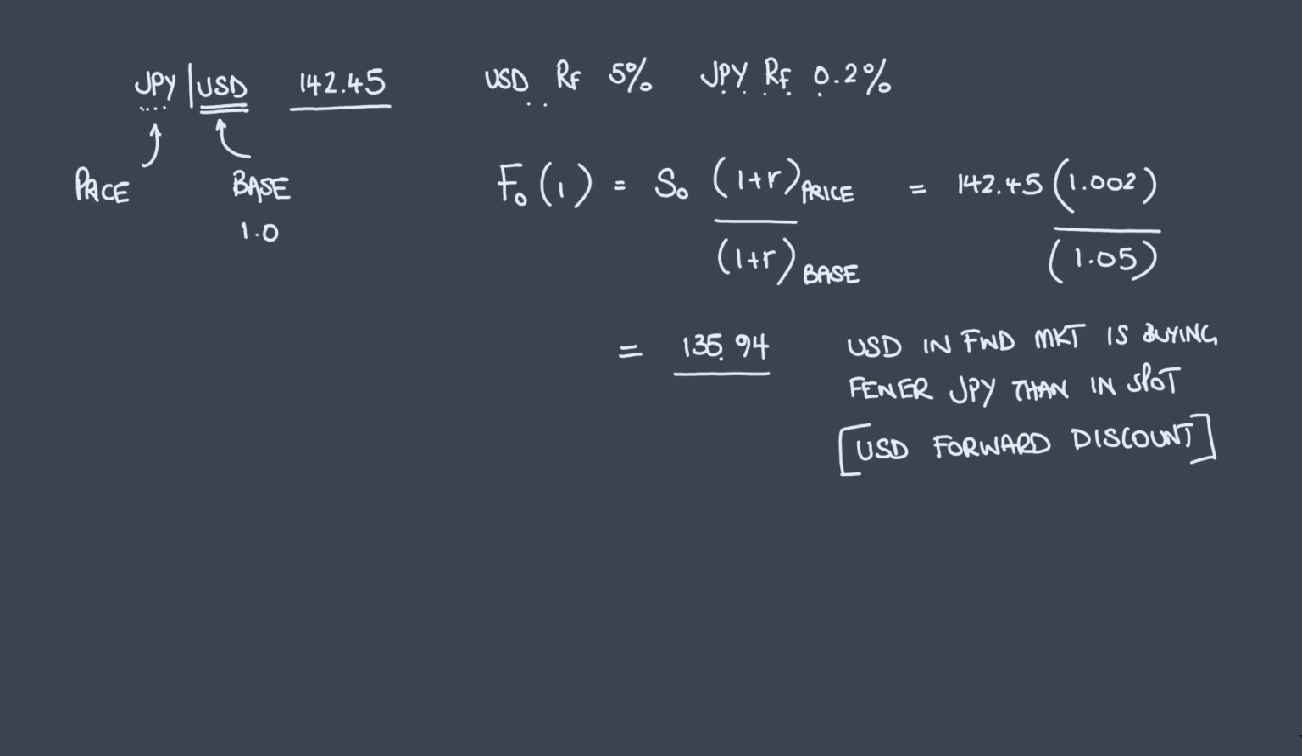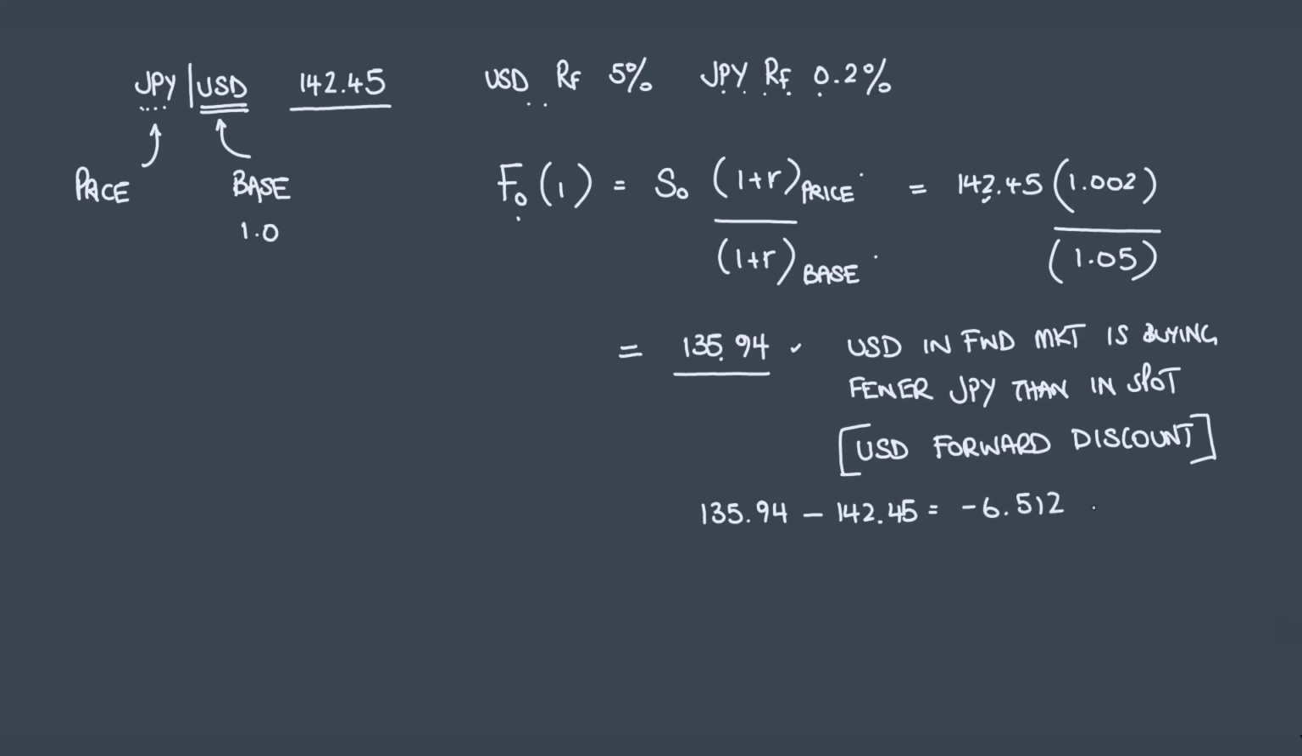There you go. Now, that conclusion in itself might not be that shocking because you're like, yep, we've learned the formula, Richie. There it is. You put it through. Okay. If this number, the forward, is lower than the spot, we can say it's at a forward discount. You can express it in points. You can say the forward is 135.94. The spot was 142.45. That is minus 6.512.